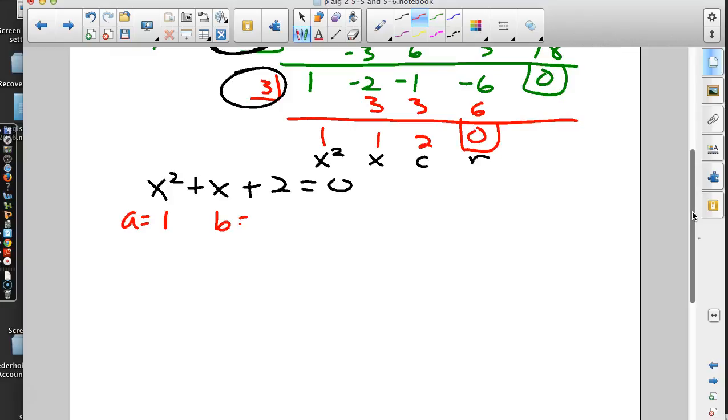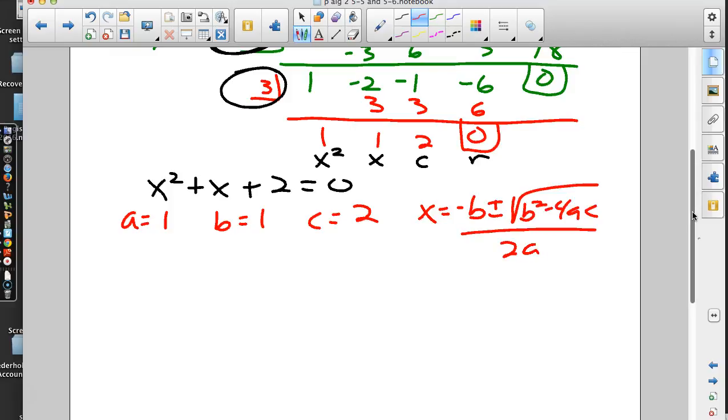A is 1, B is 1, and C is 2. And don't forget the sum, x equals -b plus or minus the square root of b squared minus 4ac all over 2a. We're going to plug these in. We're going to simplify it as much as we possibly can.